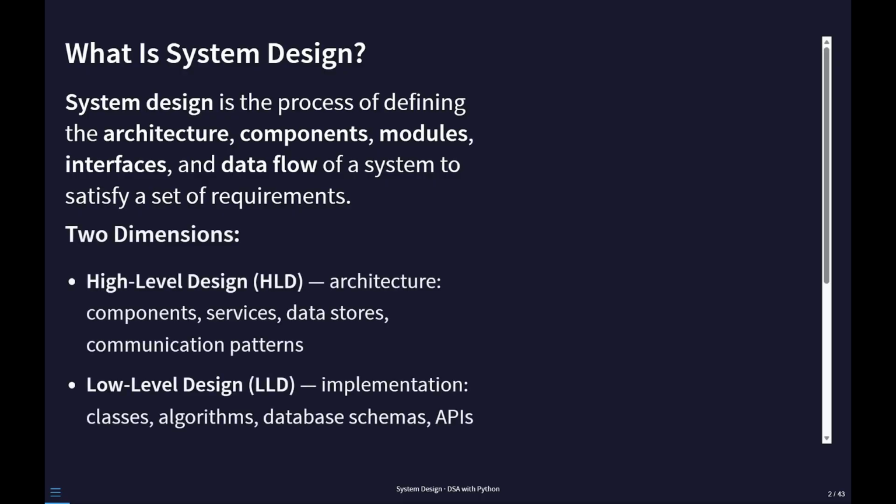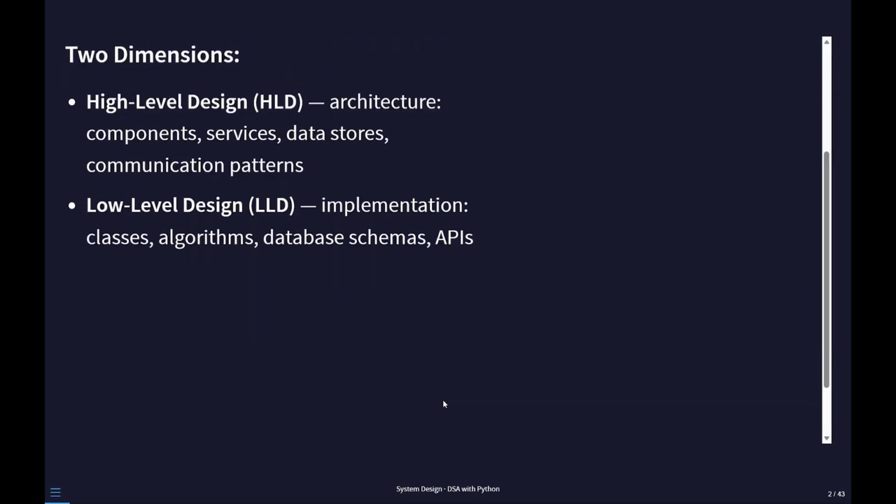There are two dimensions to system design. The first is high-level design, or HLD. This is the big picture. Which services exist, what the data stores look like, how traffic flows from the user, all the way to the database and back. The second is low-level design, or LLD. This is where you get into implementation details, the class diagrams, the database schemas, the specific algorithms.